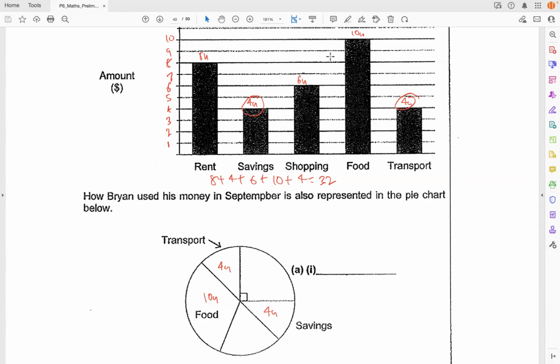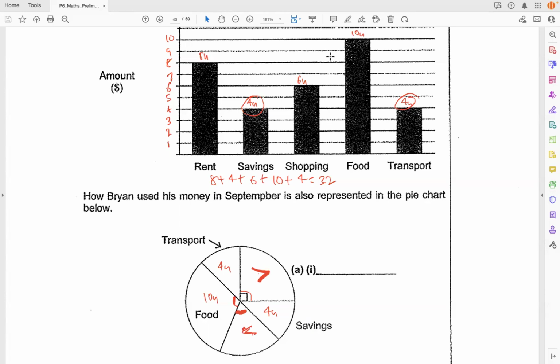So the question is, you are left with shopping and rent, right? So if I look at a pie chart, this is 90 degrees. This is surely less than 90 degrees because the food is more than 90, correct? The food is more than 90 degrees. So this has to be less than 90 degrees. And this is 90 degrees. So this angle is smaller than this angle. This is more and this is less.